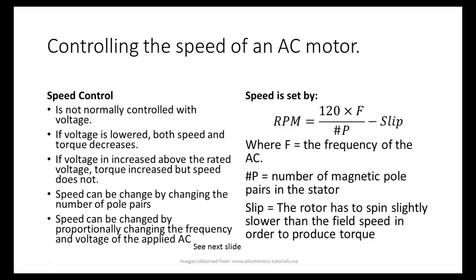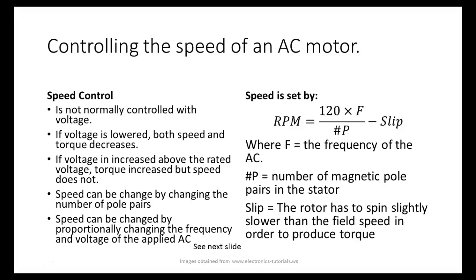Control the speed of an AC motor. So primary speed. So it's not normally controlled with what? Voltage. When voltage is lowered, both speed and torque decrease. When voltage increases, the load rate, both torque and speed, increase.